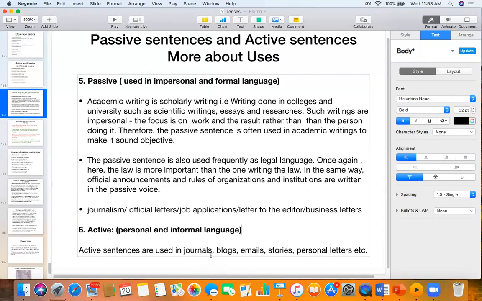So you find them in your journals, diary, active. And in active sentences, what happens is the subject is considered more important. I did this, he did this, she did this, we did this. And then of course in your blogs and then emails and stories and personal letters, this kind of a sentence is used. All right. It makes you feel closer to what you're saying.